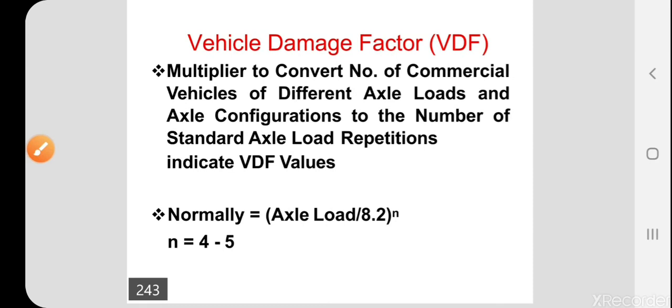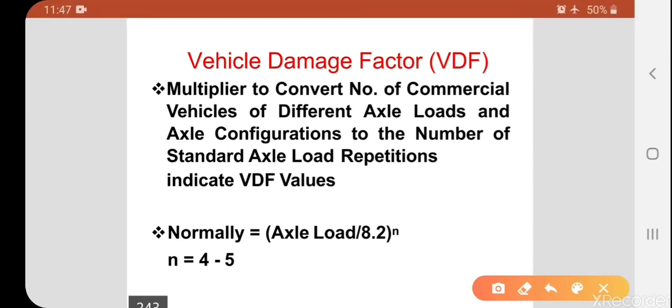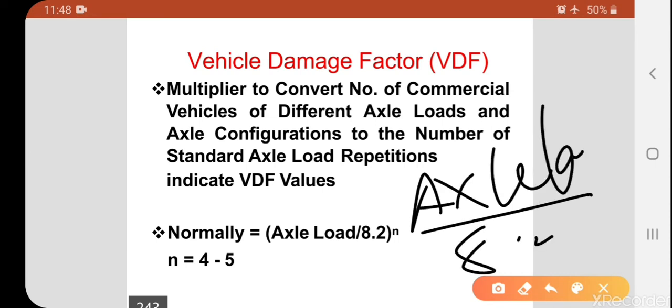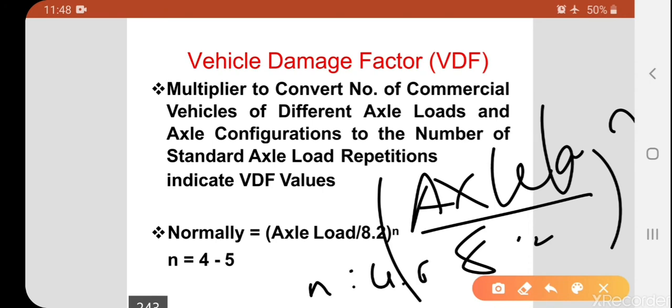Next, vehicle damaging factor, a multiplier to convert a number of commercial vehicles of different axial loads and axial configuration to the number of standard axial load repetitions, is indicative of VDF. If you don't know, then I will clearly solve it for you. Normally, axial load divided by 8.2 raised to n. N is usually taken as 4 to 5.